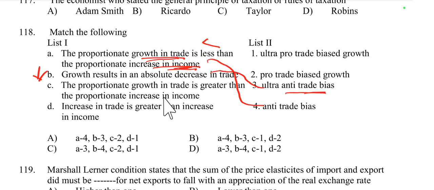Then third one, the proportionate growth in trade is greater than the proportionate increase in income. When income increases, trade also increases more than the income. It is called pro-trade bias growth. Then, increase in trade is greater than increase in income by a larger degree, it is called ultra pro-trade bias growth. So A for B3, C2, D1. These are the option A.